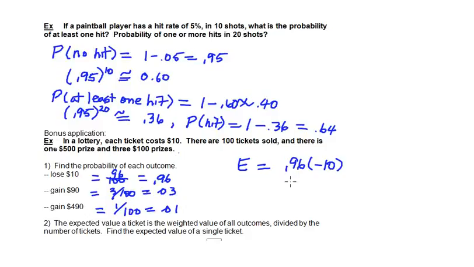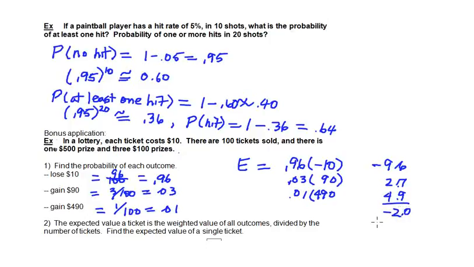For gaining $90, there's a 3% chance, so that's the weighting, but the value of that gain is a positive $90. And for winning the $500 prize, there's a 1% chance of that, but the value of that is a positive $490. And when I simplify this, I end up with negative 9.6, but then adding to that a positive 2.7, and adding to that also a positive 4.9. And when I put those numbers together, I end up with a negative 2, or a negative 2.0.